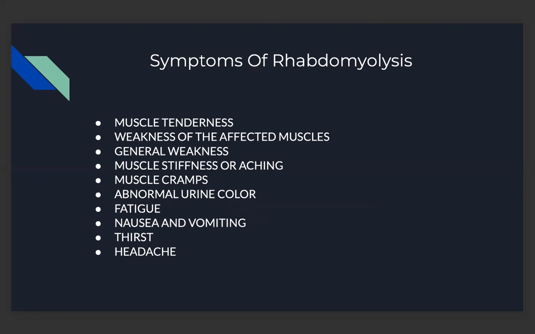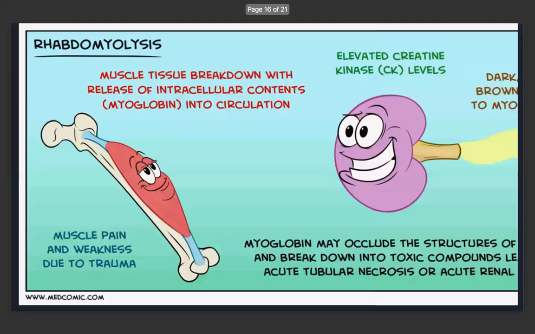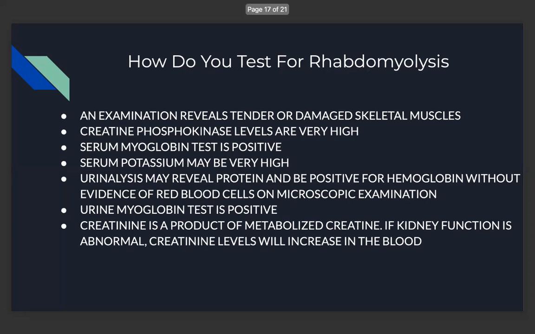Symptoms of rhabdo: muscle tenderness, weakness of the affected muscles, general weakness, muscle stiffness or aching, muscle cramps, abnormal urine color, fatigue, nausea and vomiting, thirst, or headache. This is a picture of rhabdomyolysis.